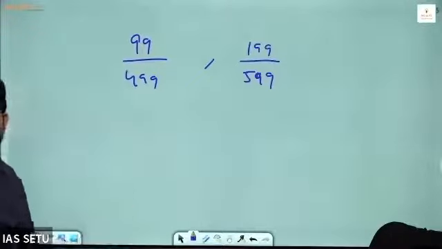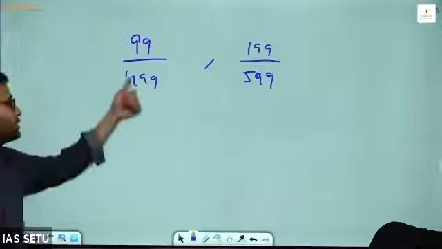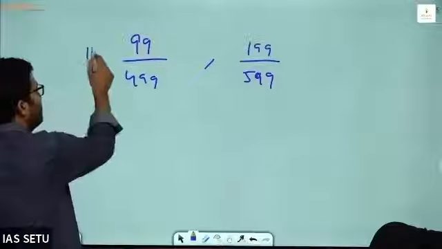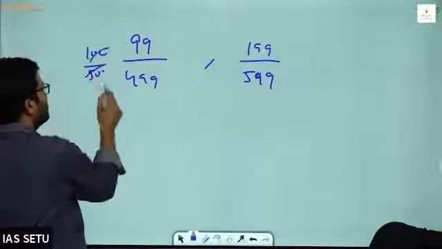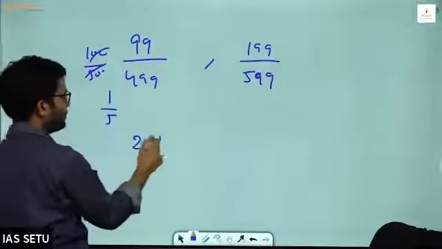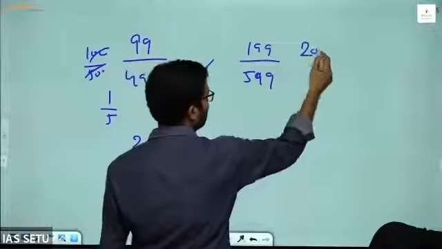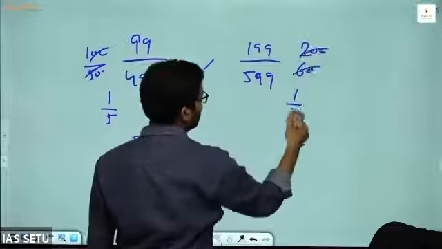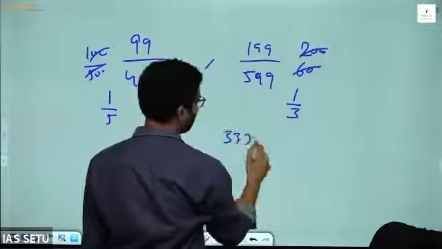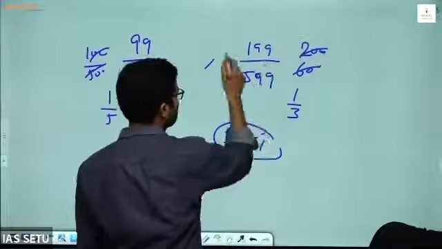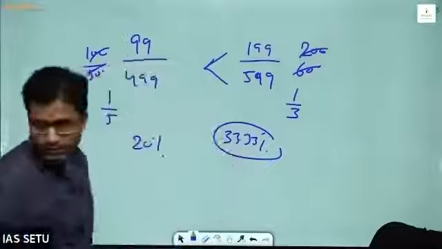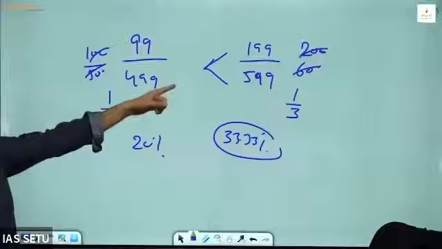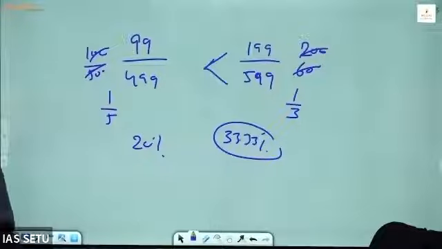You simplify. I told you in one of the classes, simplification of fractions. You have to simplify that fraction actually. So this is 100 upon 500, so it is 1 by 5, so it is 20%. You take approximately 200 upon 600, this is 1 by 3, so this is 33.33%. So this is larger than this. 199 upon 599 is larger.